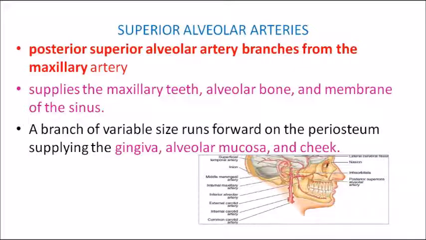Now coming to the maxilla, the vascular supply of the maxilla is also provided by the internal maxillary artery through the superior alveolar arteries. The first one is the posterior superior alveolar artery, which supplies the maxillary teeth, alveolar bone and the membrane of the sinus. One of its branches also runs forward on the periosteum and supplies the gingiva, alveolar mucosa and cheek. So the posterior superior alveolar artery, a branch of the maxillary artery, supplies the maxillary teeth, alveolar bone and membrane of the sinus.